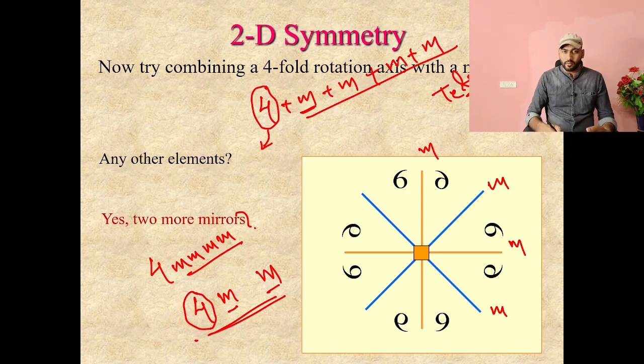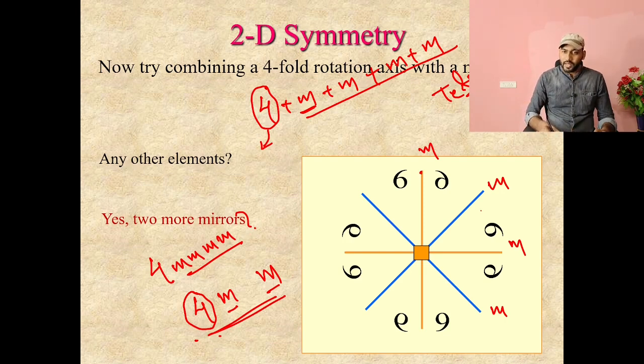You will also get to know when we will study 32 class. After that lecture, no need to worry. You can simply see the symbol and tell the system, and you can also tell the name of the class. Okay, no need to worry for that. We will discuss that. So for now, our question is why it is not 4 and 4 m's, why it is 4 and 2 m's?